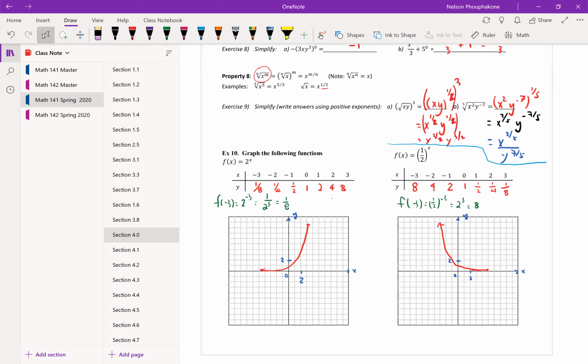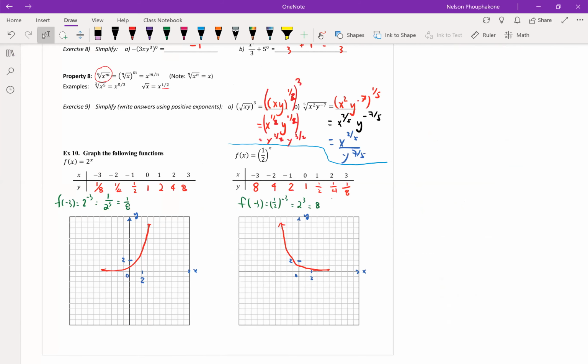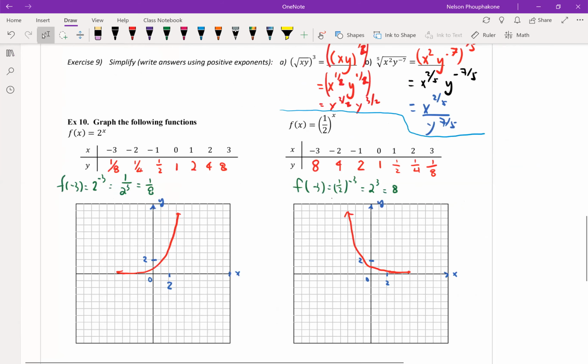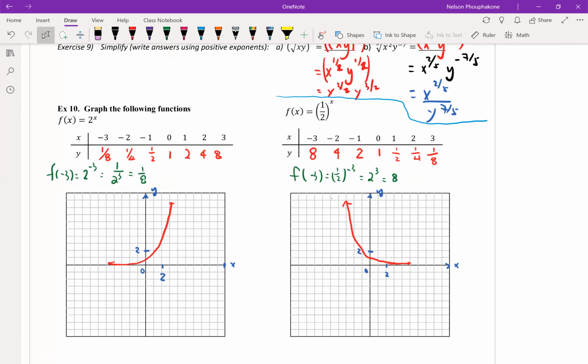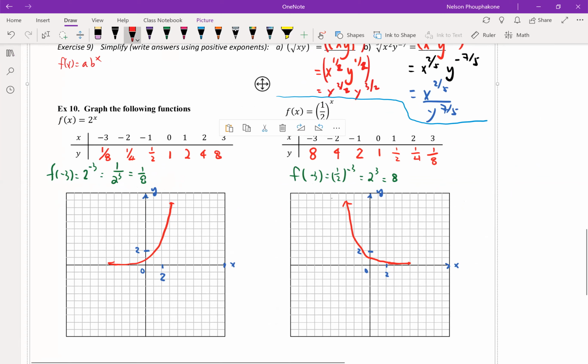Now in this handout 4.0, the last example talks about how we graph exponential functions. Again, I talk about f of x is equal to a times b to the x, where a is the initial value or the y-intercept, and b is the base. It is related to exponential growth or decay.